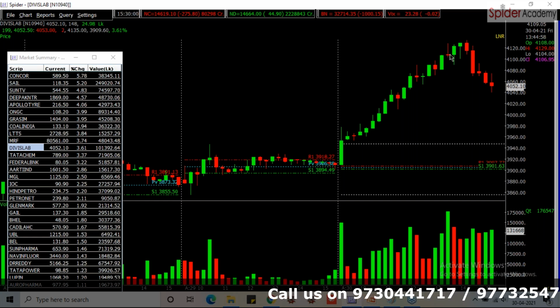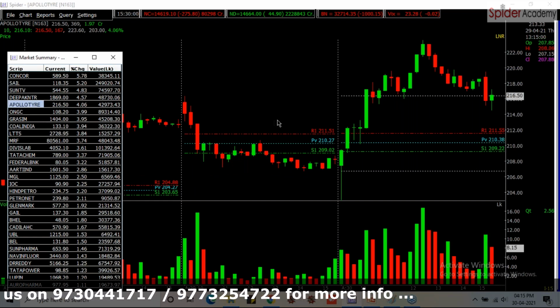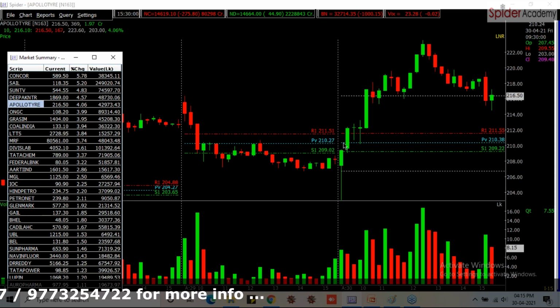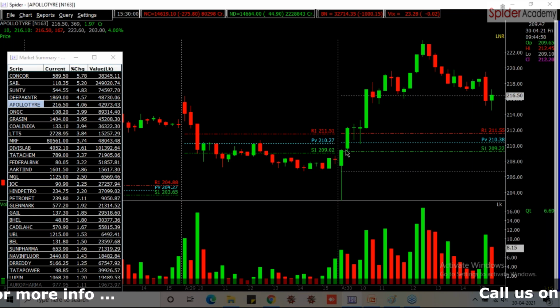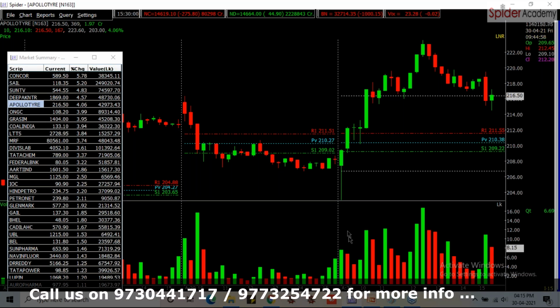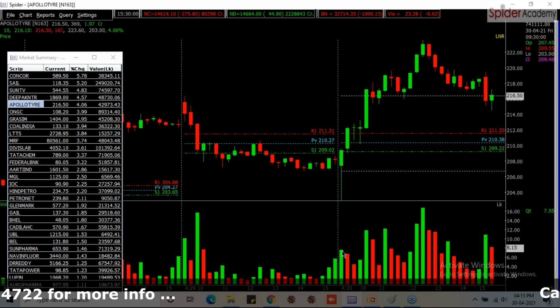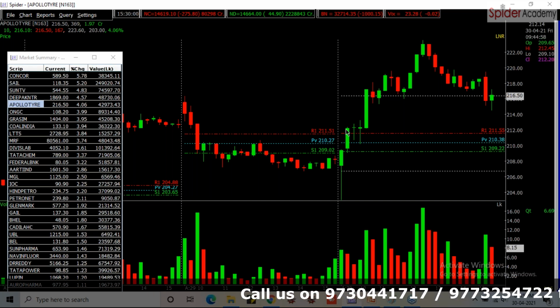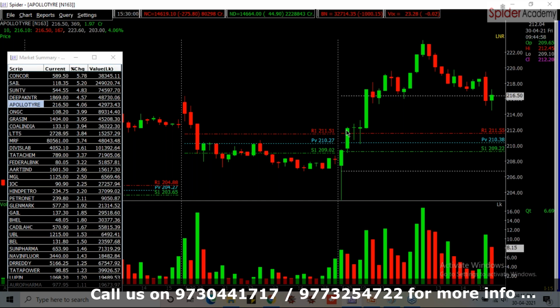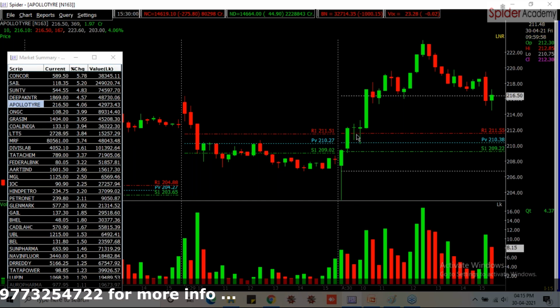We will come to the next example, that is Apollo Tyres. Here in Apollo Tyres we can see again an inside range formation, it has challenged the previous day bottom and then got the reversal. But when we got the reversal, the volume was slightly lower compared with the previous volume bar. So you can do one thing: if you feel according to your analysis that the stock can retrace, you can wait for more confirmation that it should sustain above this today's top central level.